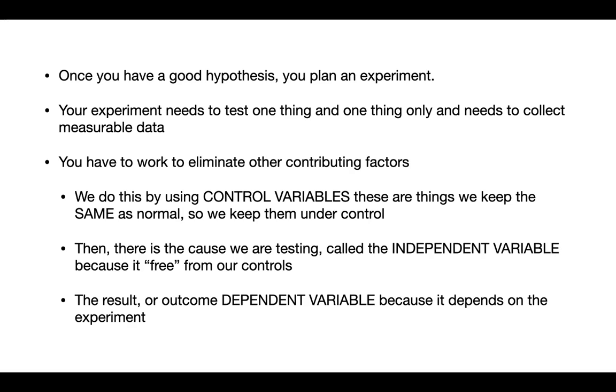So if control means the same, the independent variable is the cause. And then finally, the outcome, the results, is the dependent variable because it depends on the experiment. So in this case, the race time, if we have running shoes, if we have 2 racers running, who wins, the winner is dependent upon the shoe. So the results are basically like saying a dependent variable.